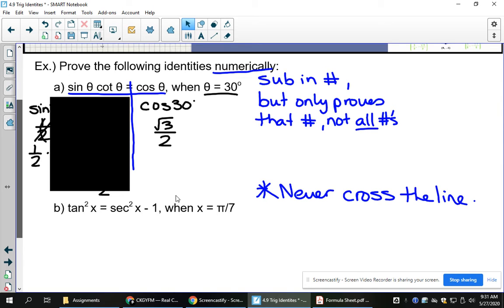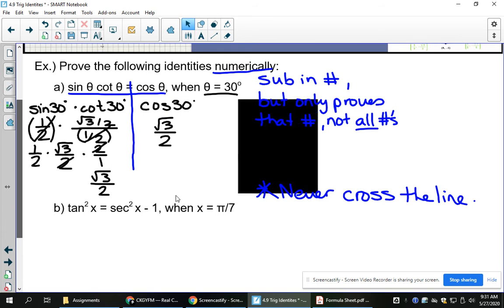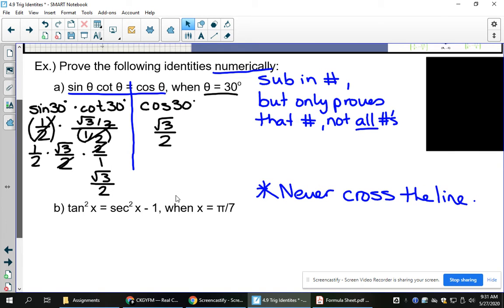Now, look at what we have on the left side and the right side. It's the same. What you want to do is end your proof by saying left side equals right side. That's a good way to end a proof. You have proven that for 30 degrees, sine theta times cotan theta is always going to be cos theta.